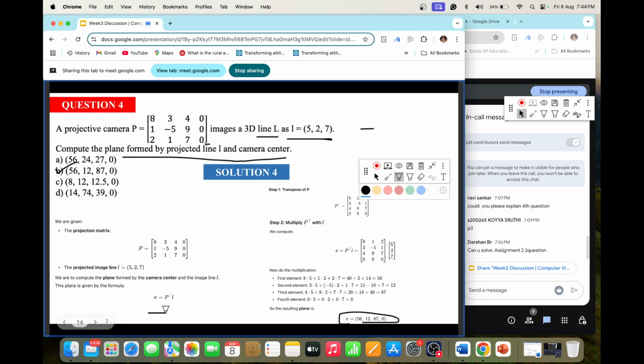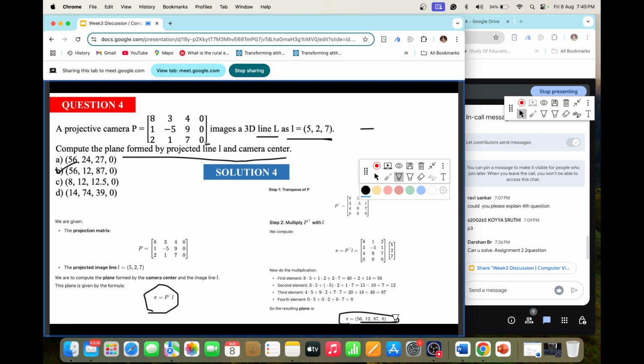P^T L. Okay, whenever you are given a line in the image plane and you want to get a plane in the real space, what do you do? P transpose into L. So L is given, that is 3 cross 1, and P is actually 3 cross 4, but converted into transpose, that will be 4 cross 3. So 4 cross 3 into 3 cross 1 will be equal to 4 cross 1.